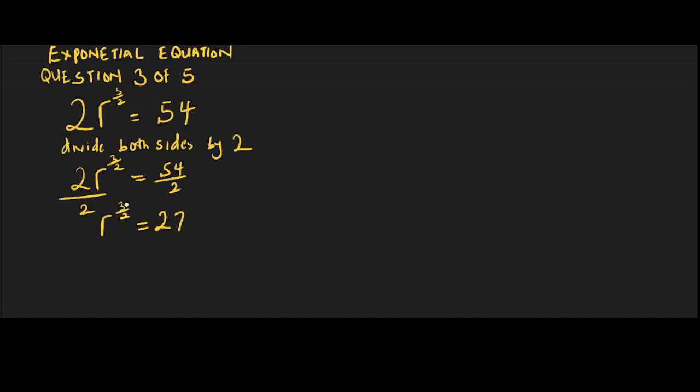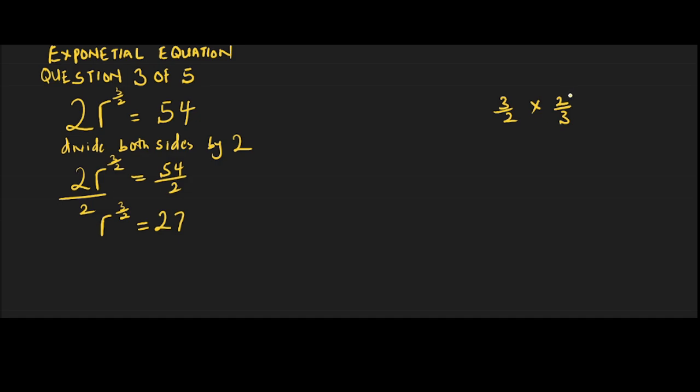Here as well, we need to get r. So that means we must take away this power here. To take away this power, or make r have a power of 1, we need to remove this power, which is 3 over 2. To remove that, we have to multiply this power, 3 over 2, with its reciprocal. The reciprocal of 3 over 2 is 2 over 3.